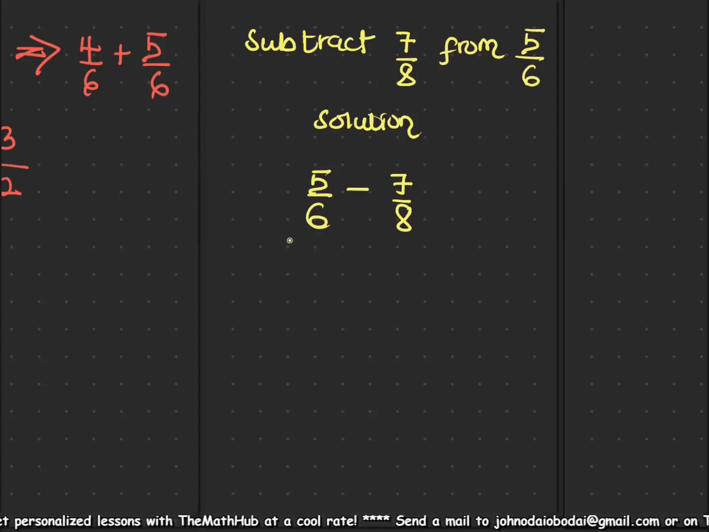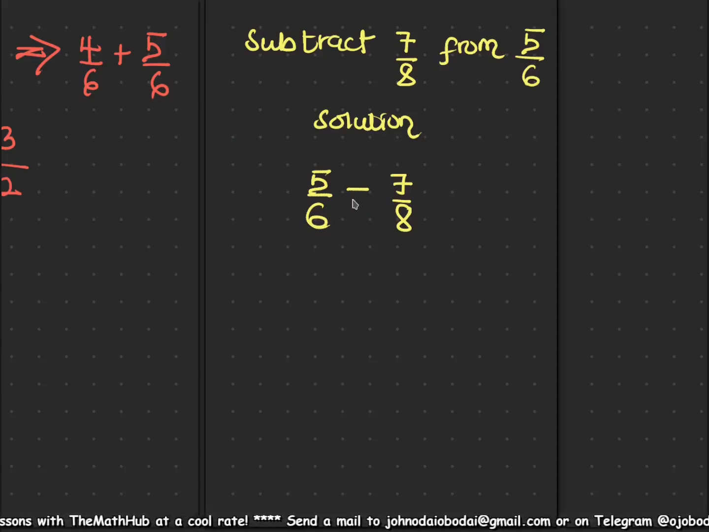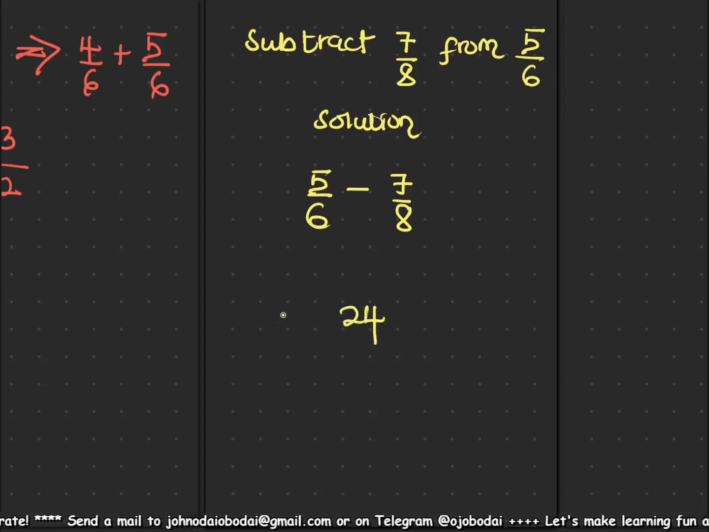The first step says you should look for our LCM. This time around, we are not going to write all the multiples. I believe you should be able to look for all those LCMs yourselves. So 6 and 8. What is their lowest common multiple? That is 24. Their lowest common multiple is 24. So we have our 24 here.